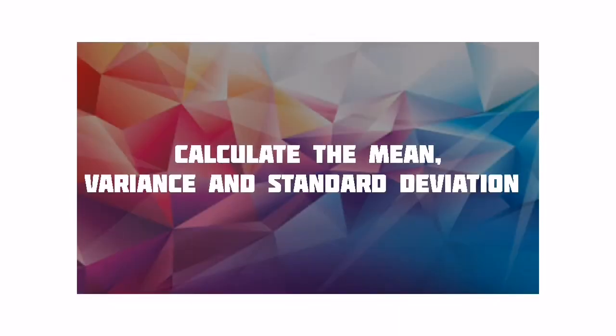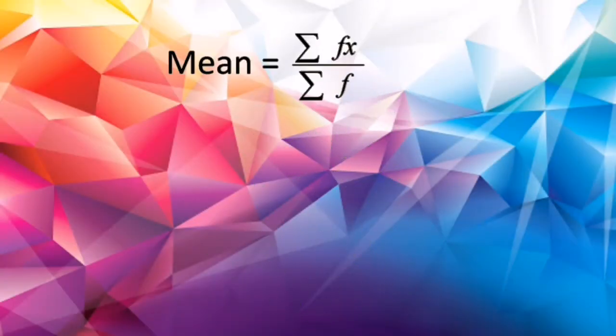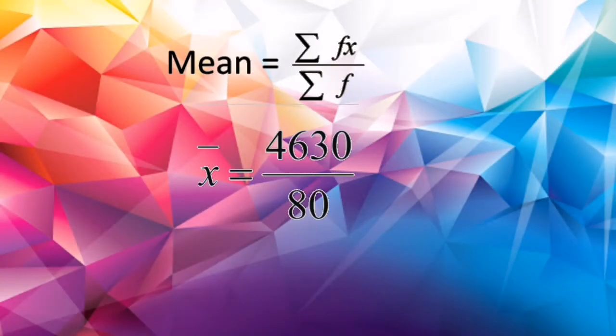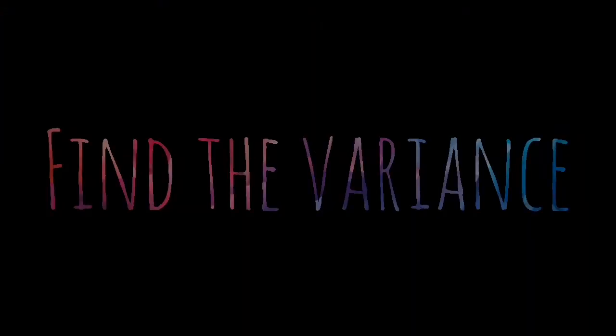For question 3, we need to calculate the mean, variance, and standard deviation. To find the mean, we can use the formula. It's going to be 4630 divided by 80 equal to 57.88. Next, we need to find the variance.